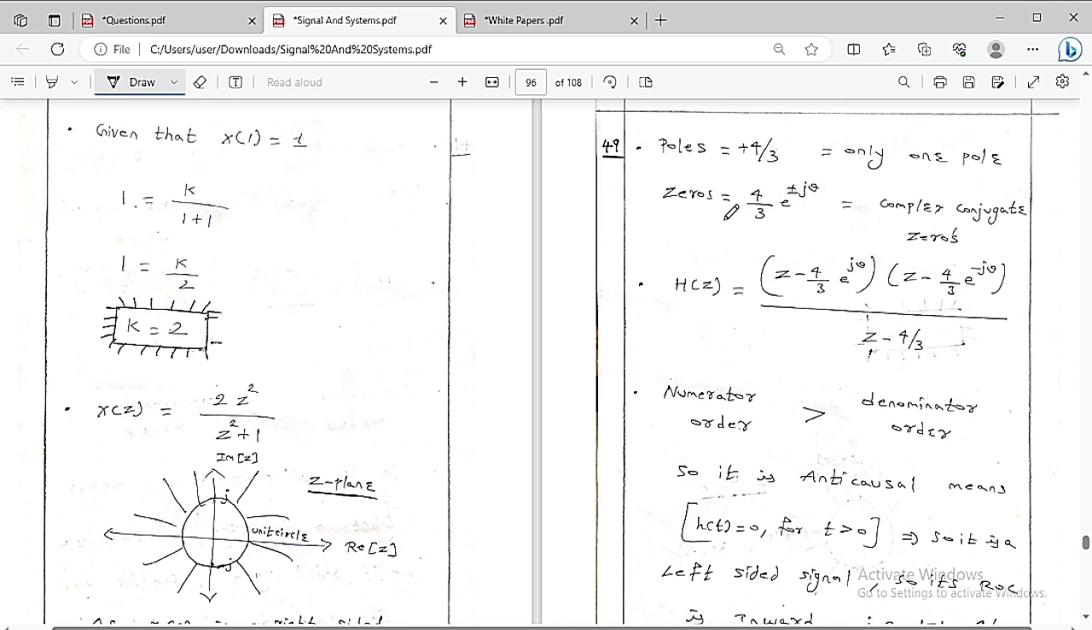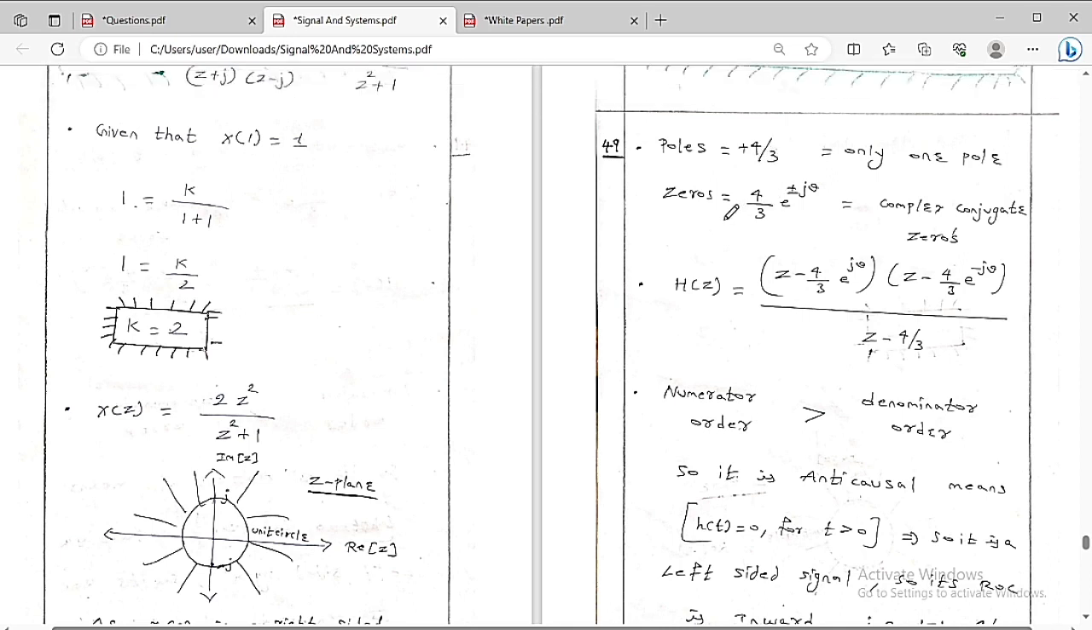And what are the zeros? They are not real. Non-real means complex numbers. They are present at a radius of 4 by 3. So I am going to take the zeros as 4 by 3 into e to the power of plus or minus j theta. Because the complex roots always come in pairs. One a plus ib means the other will be a minus ib. So here plus or minus j theta, complex conjugate zeros are going to be present.